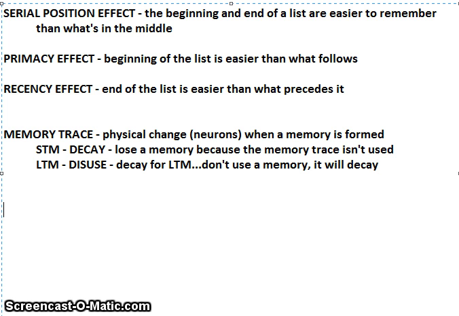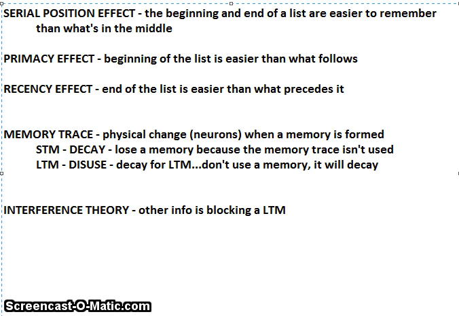The final thing connected to what you're going to remember and why it's hard to remember something potentially is the interference theory. And this theory says that you can't get a long-term memory because other information is blocking it. And there are 2 reasons for this depending on what is hard to find. If it is a proactive interference, what that means is that older information prevents you from getting newer information.